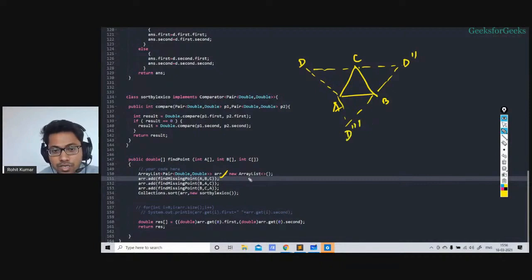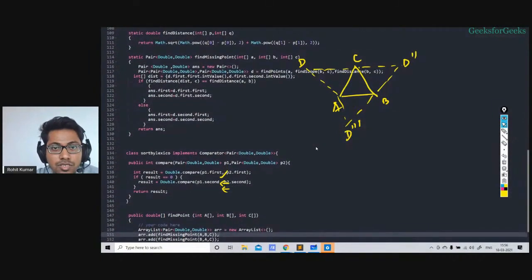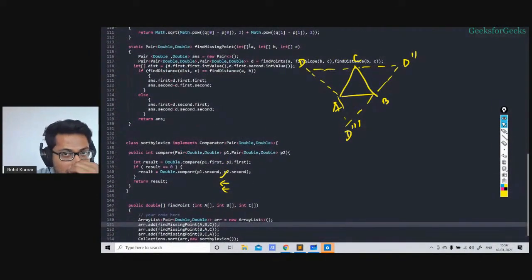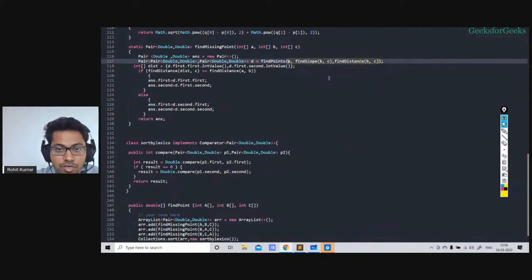Now one obvious doubt that might come from your side is, what is the difference between this and this? Like, you have called BAC and BCA. Although the first one looks different, if you go to find missing points, let me go there. If you go to find missing points, you will see that the first one is A, which is my known point, and after that, let me clear the screen.